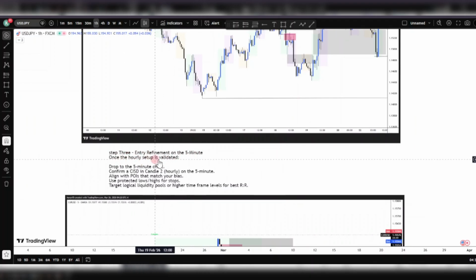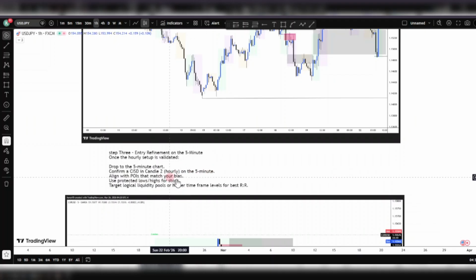So once the hourly setup is validated, drop to the 5-minute chart and confirm a change in state of delivery, similar to the hourly, on the 5 minutes. So you realize what you are doing from a daily perspective, you are doing it also from an hourly perspective. So align with points of interest that match your bias.